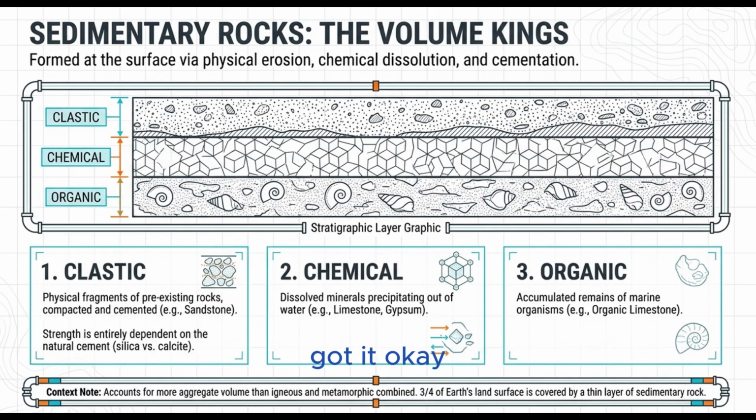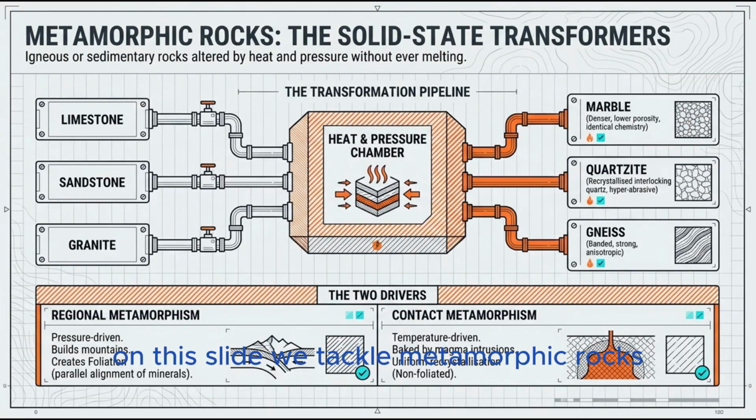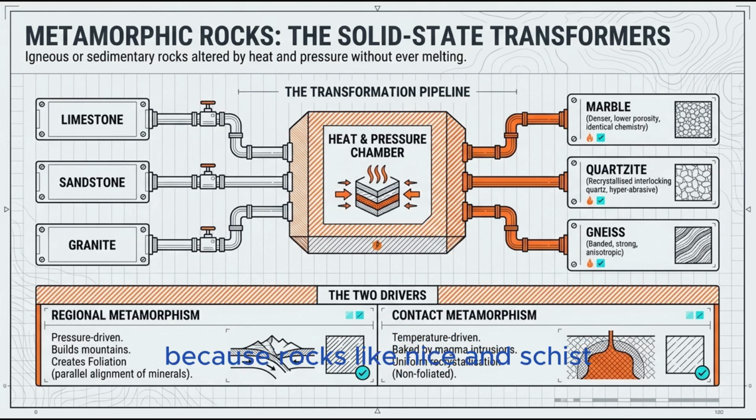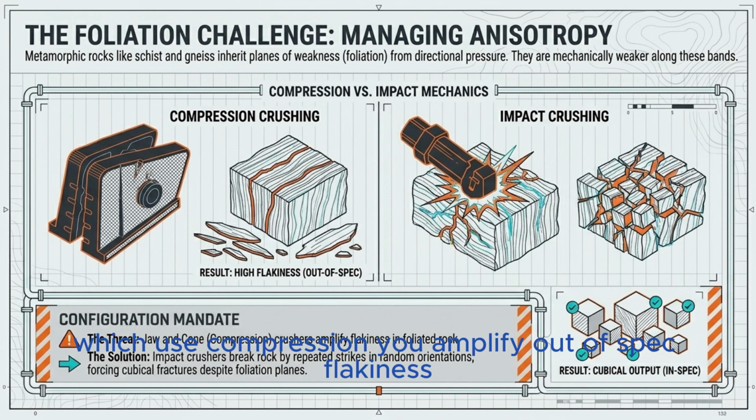Got it. Okay, on this slide, we tackle metamorphic rocks and the foliation challenge. Right, so foliation refers to inherited planes of weakness. Because rocks like gneiss and schist are formed under directional pressure, they have this built-in anisotropy. And that's a huge threat to the equipment. It's a threat to your product quality. If you put them in jaw or cone crushers, which use compression, you amplify out of spec flakiness.